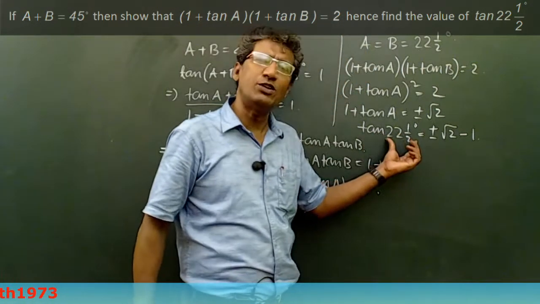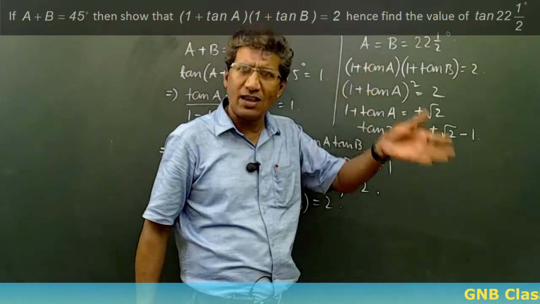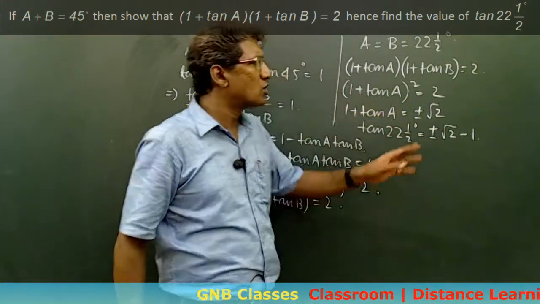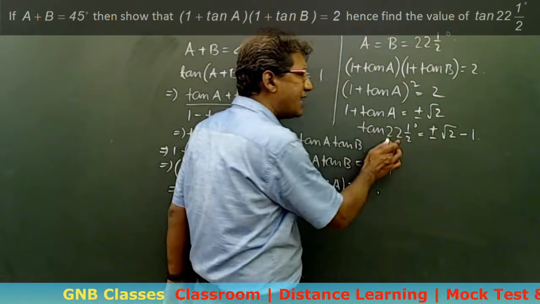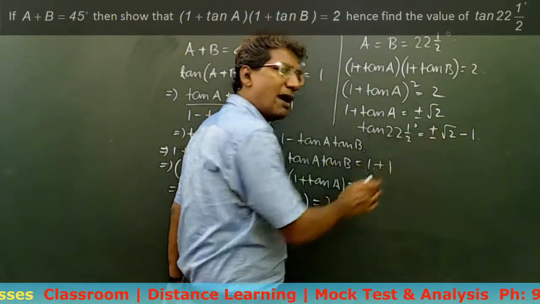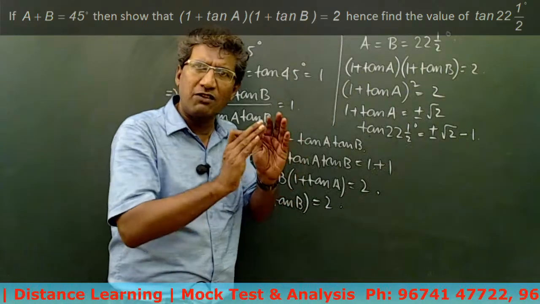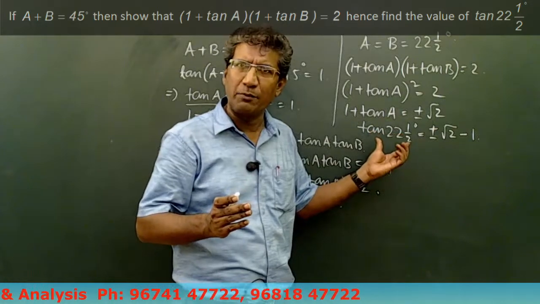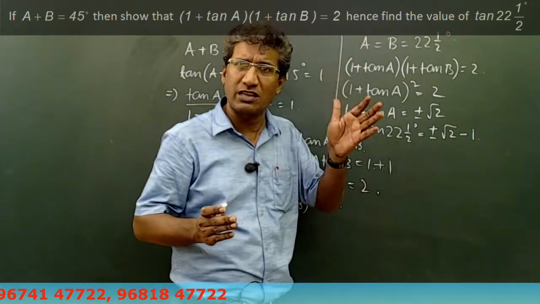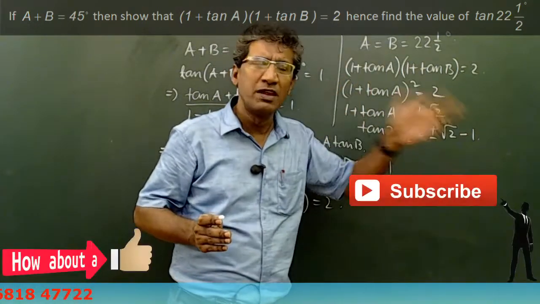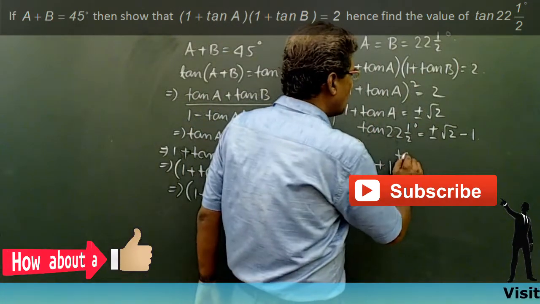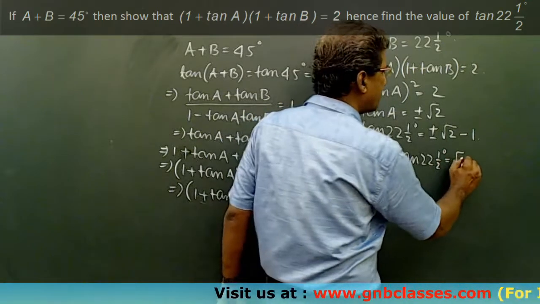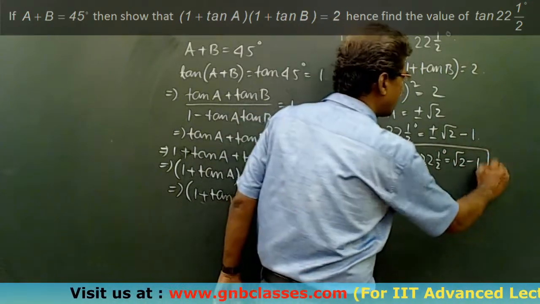Now observe carefully, 22.5 degrees is an angle in the first quadrant. In the first quadrant all ratios are positive. So we cannot take the value of tan 22.5 degrees as minus root 2 minus 1, because that will give a negative value, which will not satisfy tan 22.5 degrees, because tan 22.5 degrees is always positive since 22.5 degrees is in the first quadrant. Therefore the value of tan 22.5 degrees is root 2 minus 1.